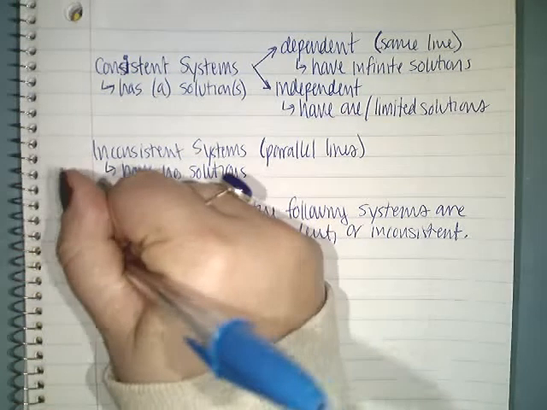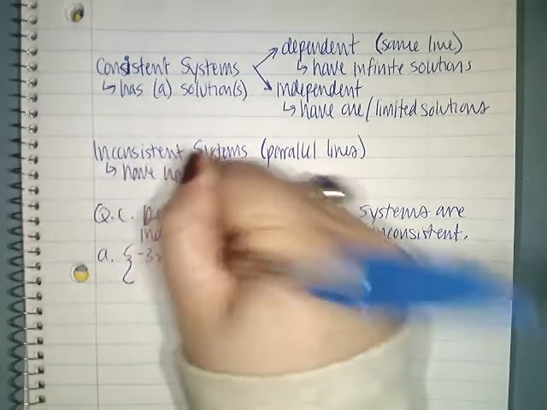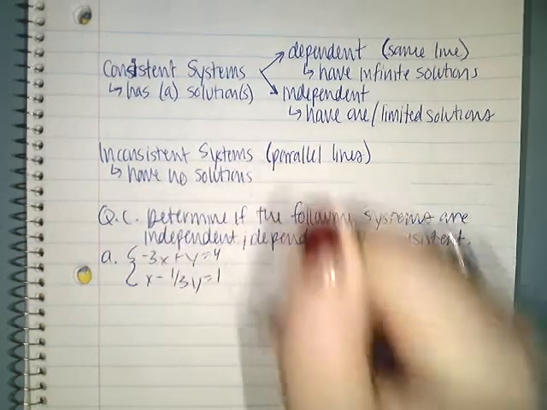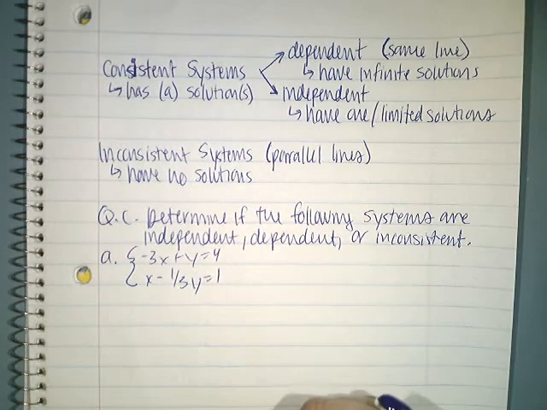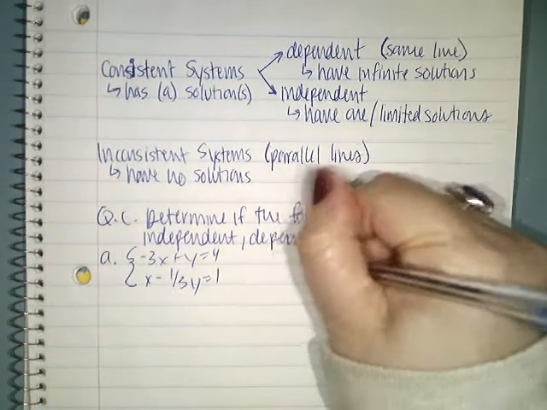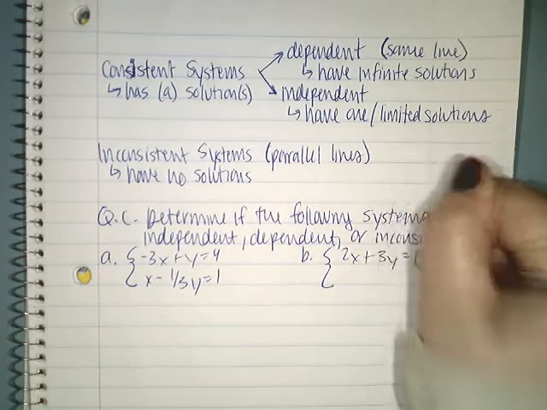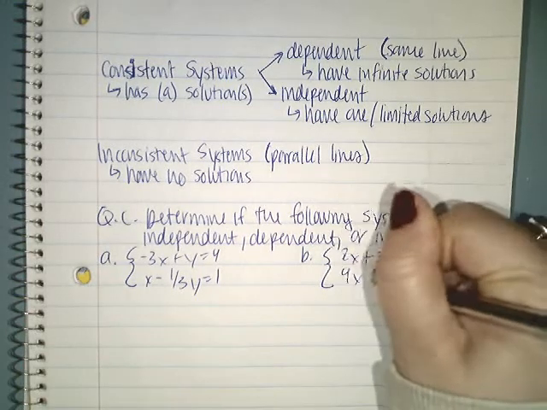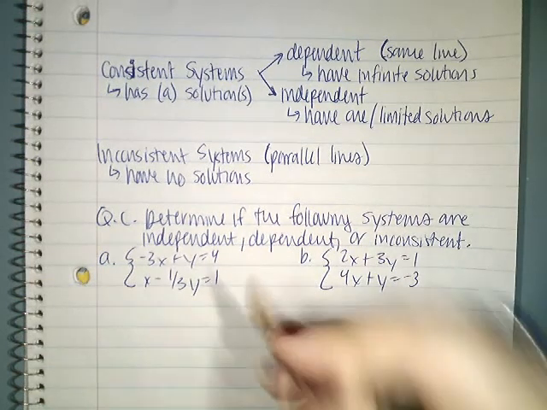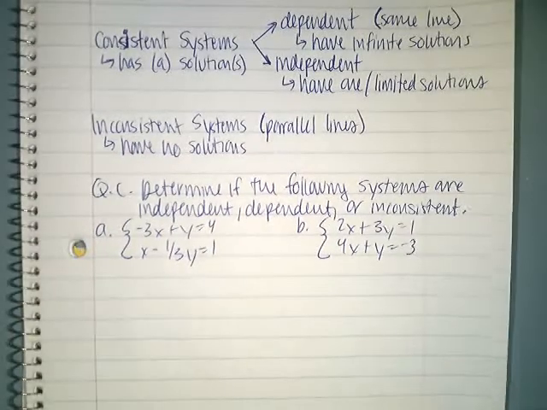So the first one I'm going to have us try is negative 3x plus y equals 4 and x minus 1/3 y equals 1. So for this one, I'll write both of them. The other one I want us to do is 2x plus 3y equals 1 and 4x plus y equals negative 3. So the way I'm going to do this is put them both into slope-intercept form, so that's easier to see if they're parallel or not.